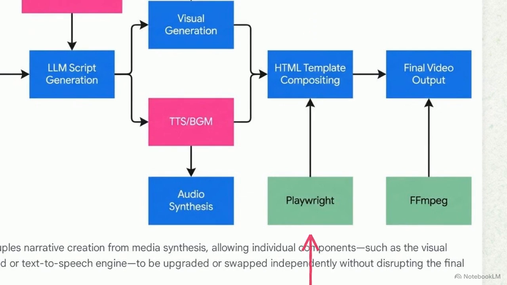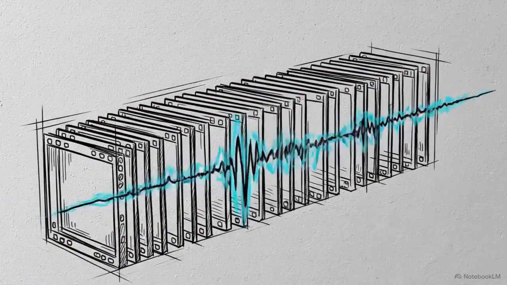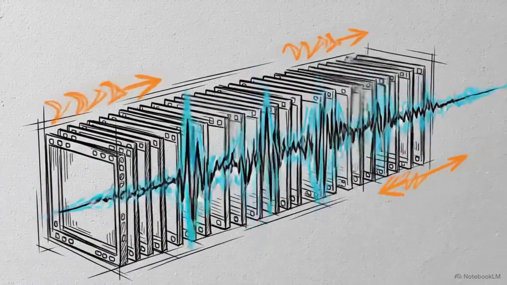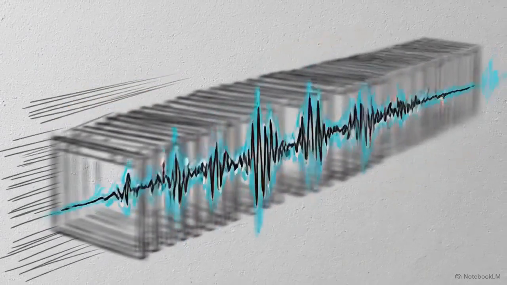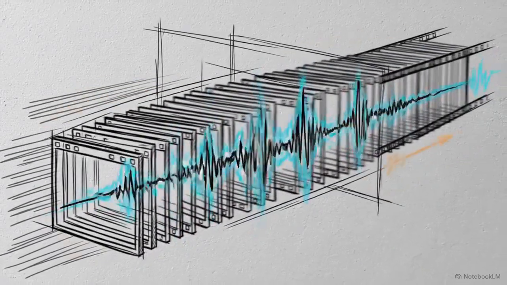Pixelle-Video leverages Playwright, Microsoft's headless browser automation framework. Playwright spawns a Chromium instance, loads specific HTML layouts, dynamically populates the document object model with the generated images and text, and captures screenshots of the viewport at high frame rates. Those individual graphical frames are then passed to FFmpeg, which multiplexes the visual sequence with the synthesized audio track to produce the final MP4 output.